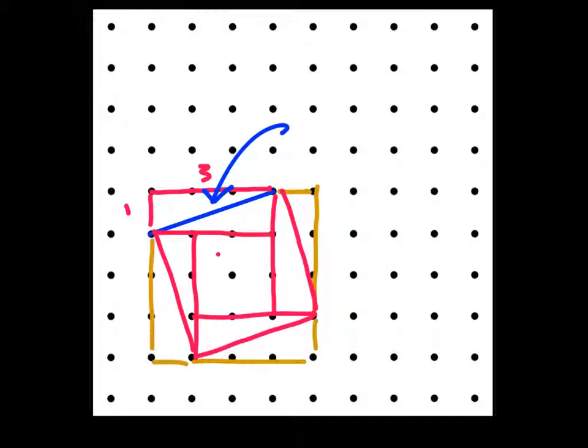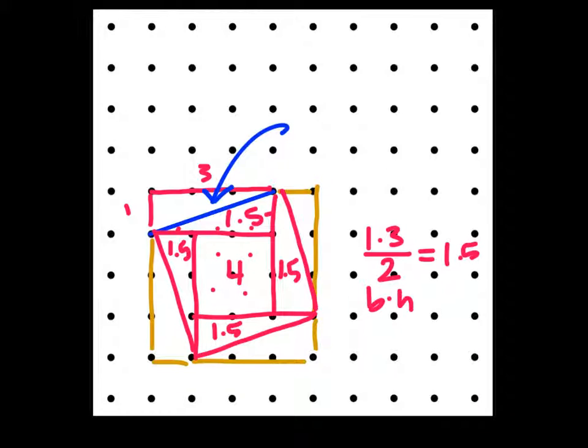This is a 1, 2, 3, 4 unit space. It's a 1 by 3 triangle, so that's 1.5 units. Here's another 1.5. Here's another 1.5, and here's another 1.5. You might be asking, how did I figure that out with the triangles? Well, it was a 1 by 3 triangle, and to figure out the area of a triangle, I also need to divide those two side lengths by 2. So I get 1.5, because the area equation for a triangle is base times height divided by 2.